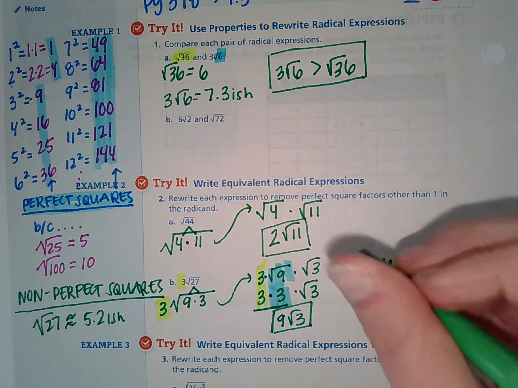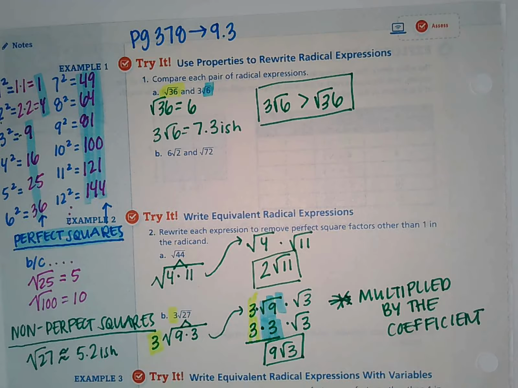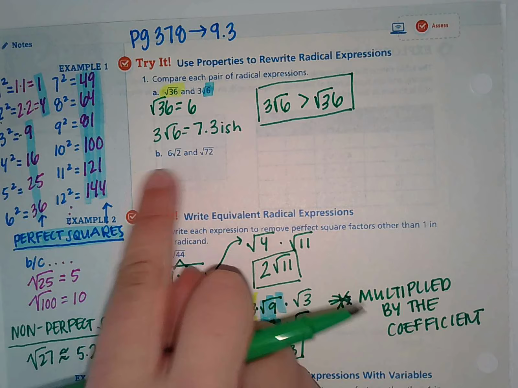So that guy right there. Let's just put a star here. We multiplied by the coefficient. So that is what we are going to be practicing today and what our Pearson assignment is about. Let's go ahead and jump back up here to B and answer this question.